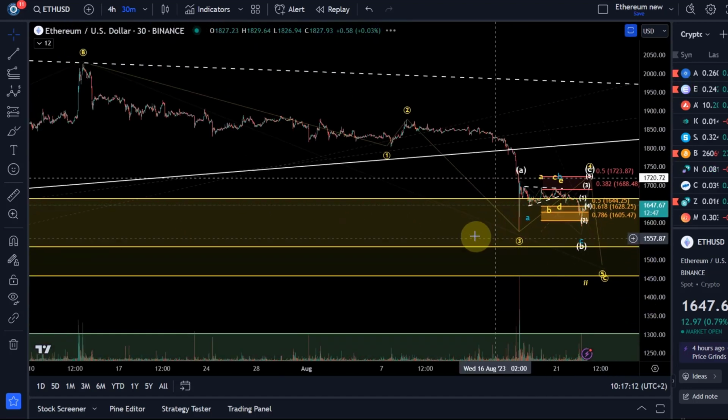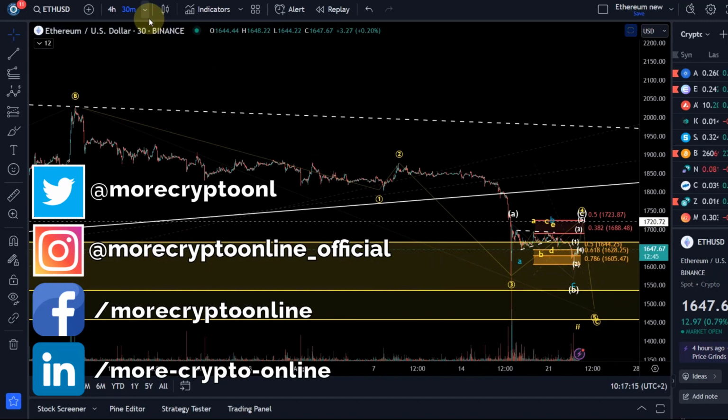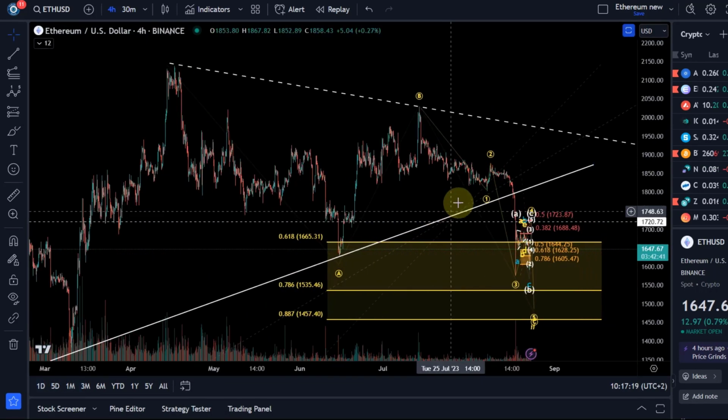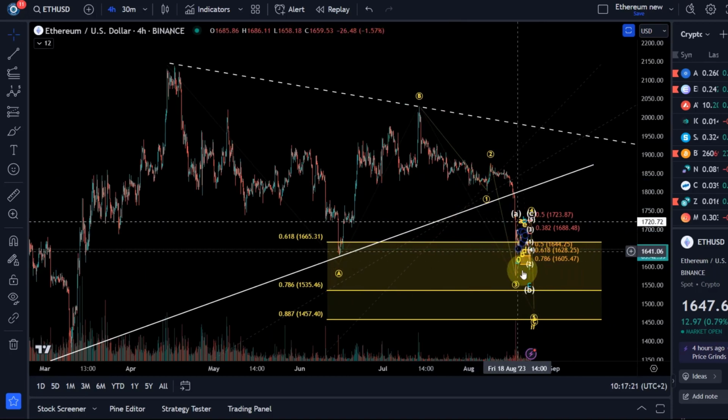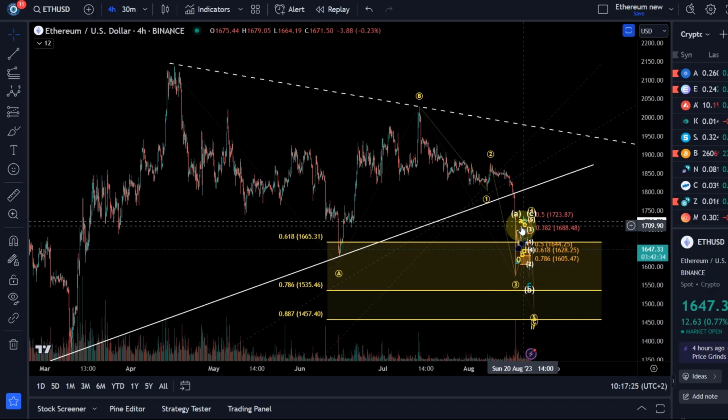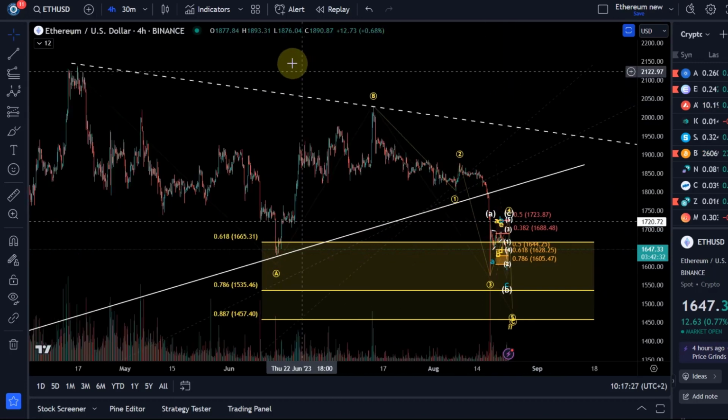So on the Ethereum chart, let's first look at our base case on the larger time frame. We're going to zoom out and take a look at the 4-hour chart. Then we're going to zoom in to the current price action on the hourly 30-minute chart and talk about the short-term bullish, short-term bearish scenario.